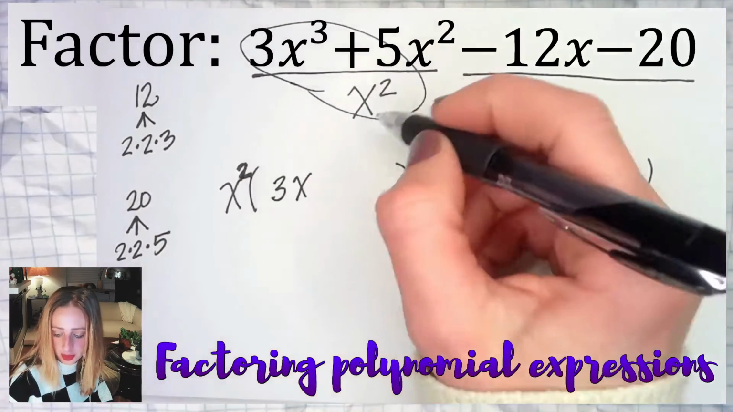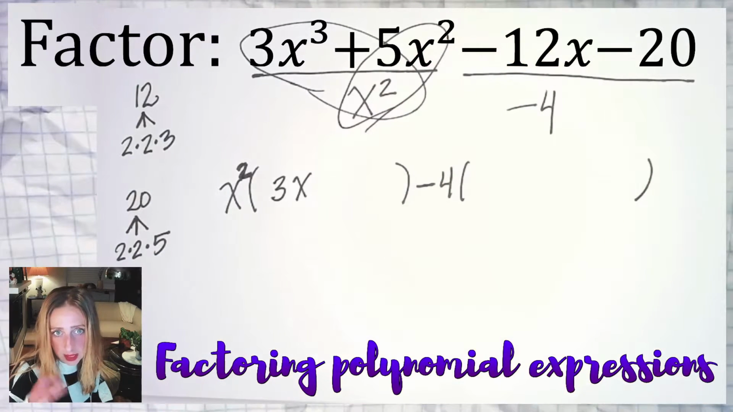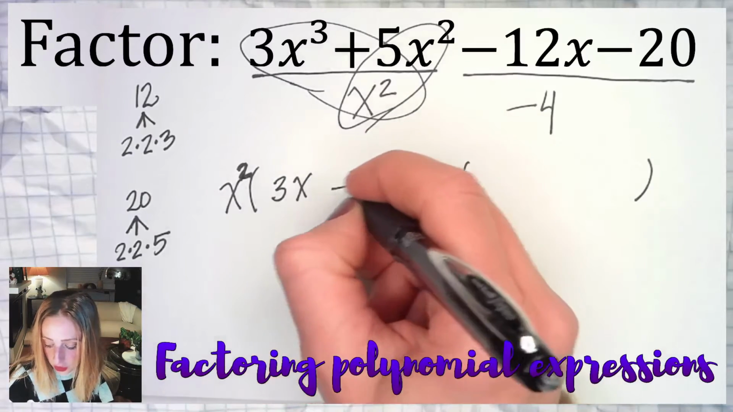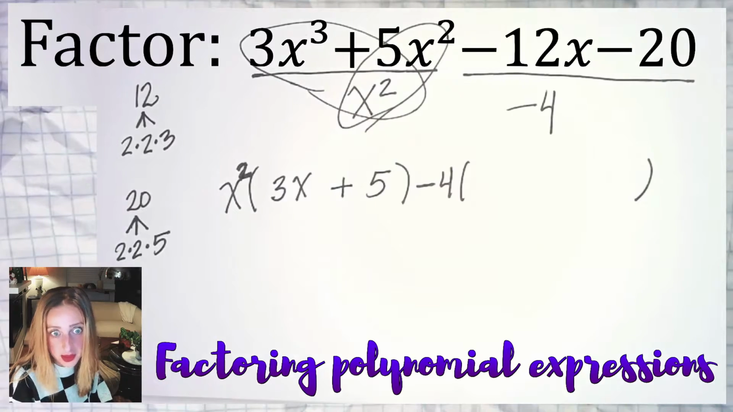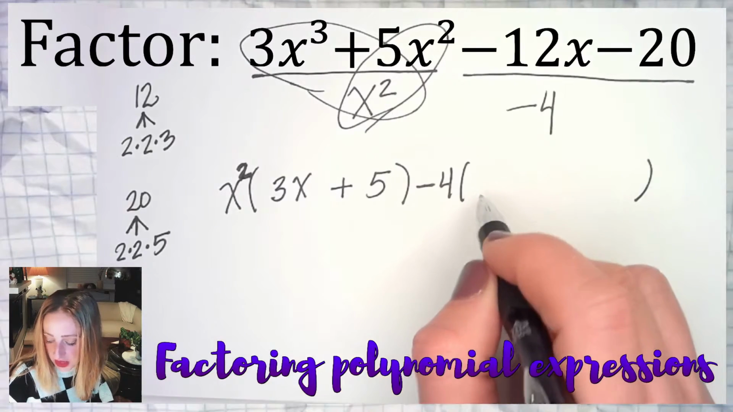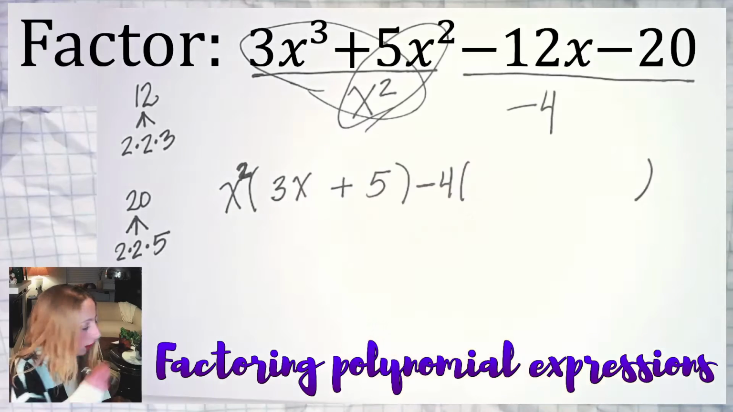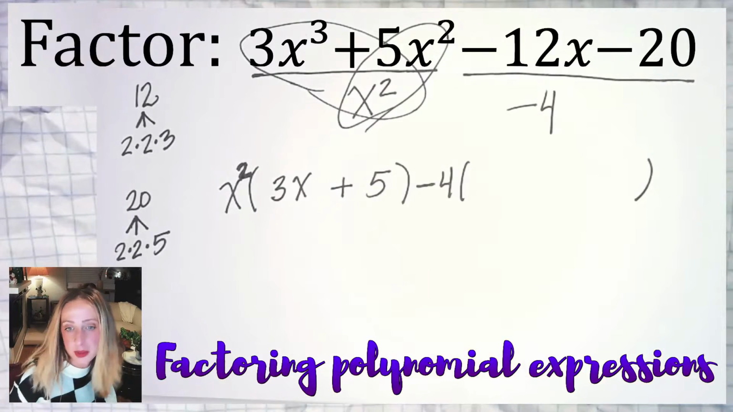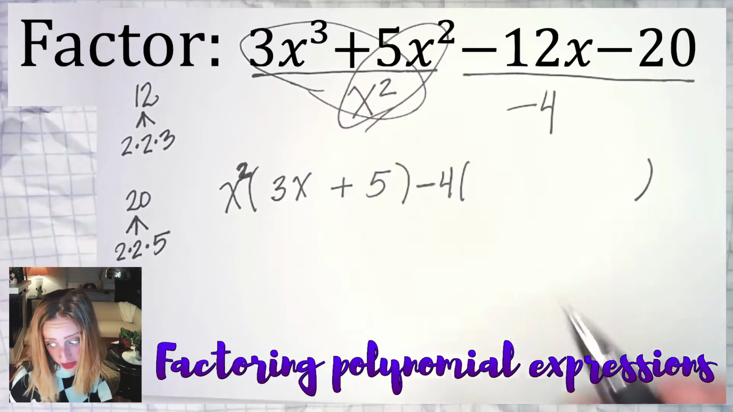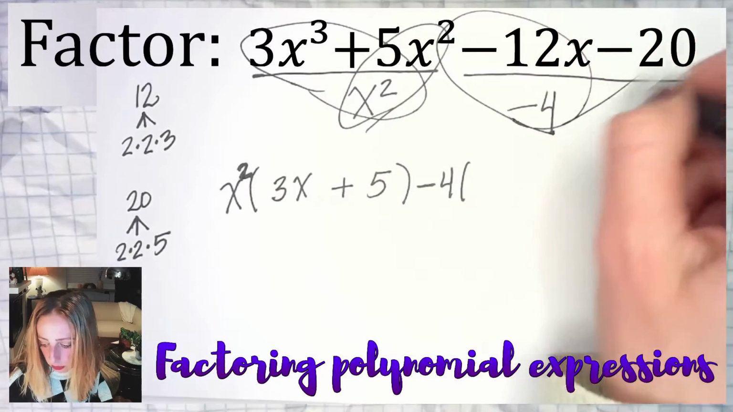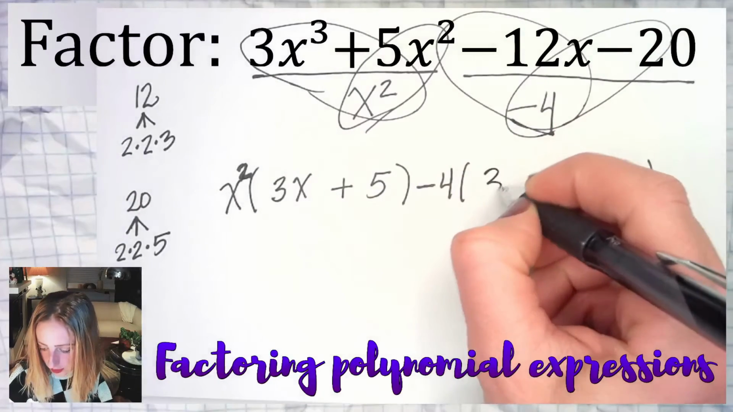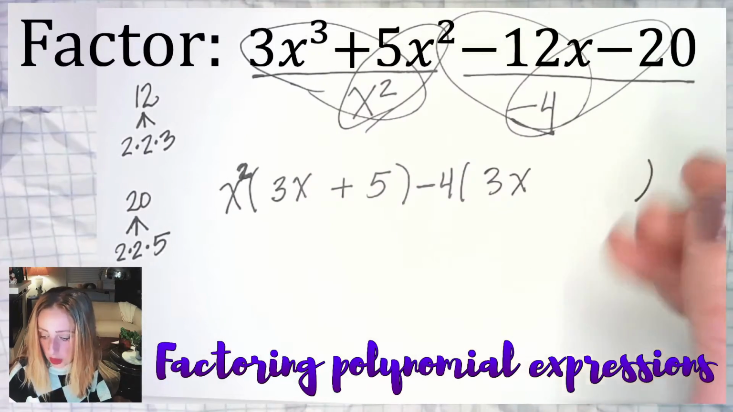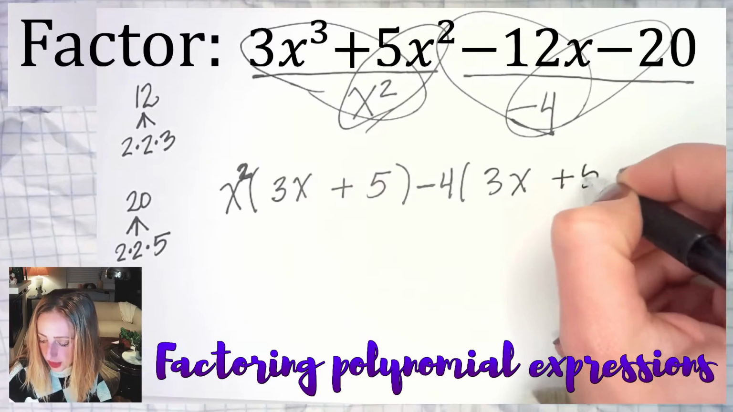Top 5xx over xx. It's not 5x. Stop writing 5x. If you are getting like terms in your parentheses, you're not doing it right. Like something's wrong, okay? Now this should also be 3x plus 5. If not, something's not going well. So negative 12x over negative 4 is 3x. Negative 20 over negative 4 is plus 5.